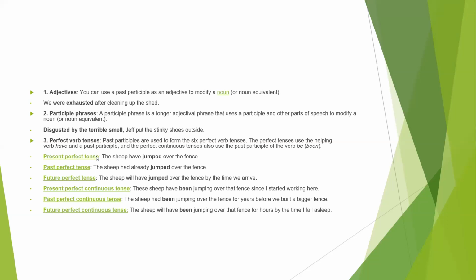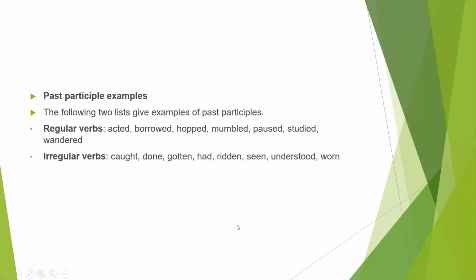See the example. In present perfect, you have to use has or have plus ed, and past perfect had plus ed, future perfect will have plus ed. Present perfect continuous: have been jumping, past perfect continuous: had been jumping, future perfect continuous: will have been jumping. Past participle examples are regular verbs: acted, borrowed, hopped, mumbled, paused. Irregular verbs are these: fought, done, gotten.